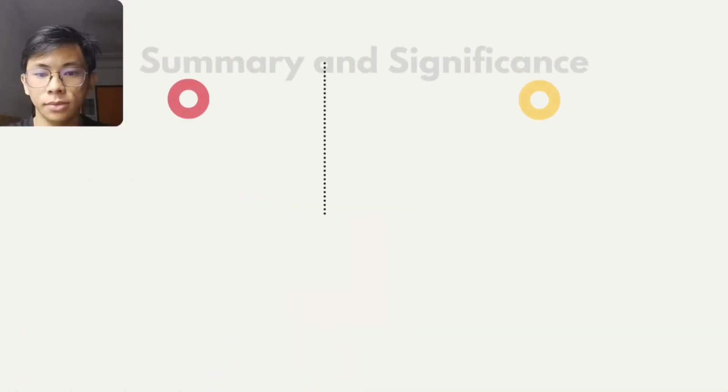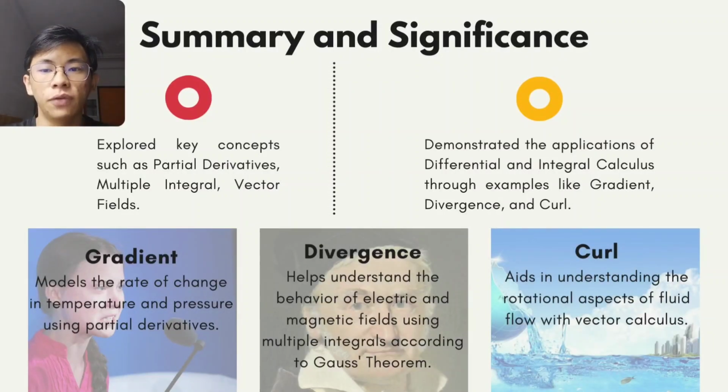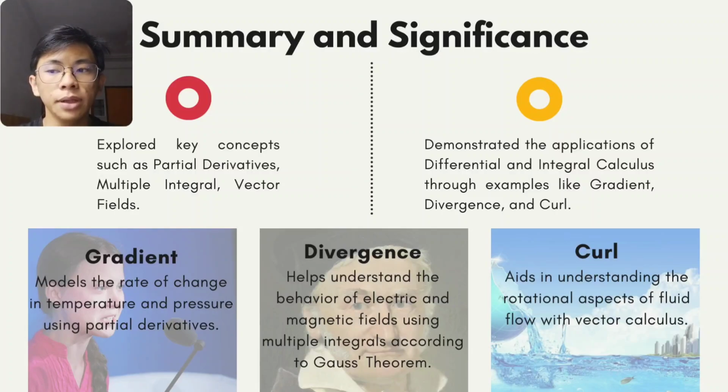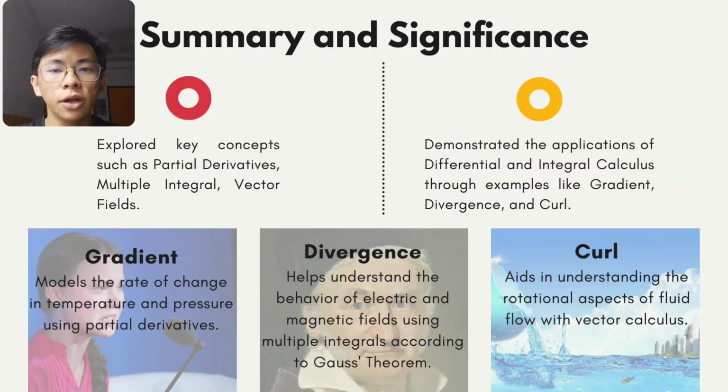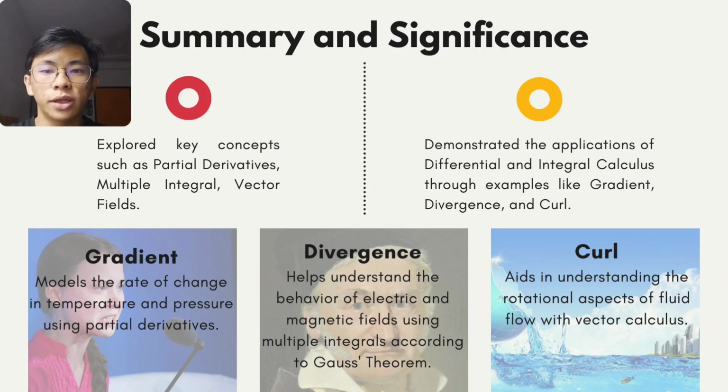So, for the topic that we chose, that is differential and integral calculus, we explore the key concepts such as partial derivative, multiple integral, and vector fields. We also demonstrate the application through the examples, like gradient, divergence, and curl. For the gradient, there is a model of rate of change in the temperature and pressure using the partial derivative, and divergence helps us to understand the behavior of electric and magnetic fields using the multiple integral according to the Gauss theorem. Last but not least, curl aids in the understanding of rotational aspects in a fluid flow with vector calculus.